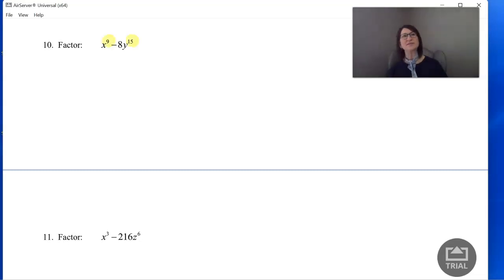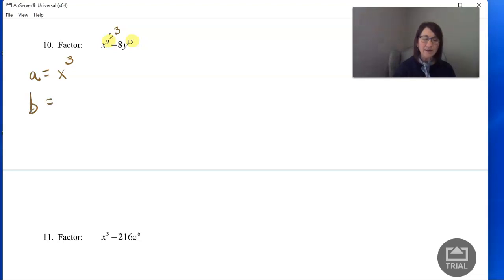Those exponents are not 3's, but they're multiples of 3. So that means I can find the cube root of those. No problem. Okay, so my a is going to be x cubed. Really? For sure. Look at that. 9 divided by 3 is 3. So the cube root of x to the 9th is going to be x cubed.